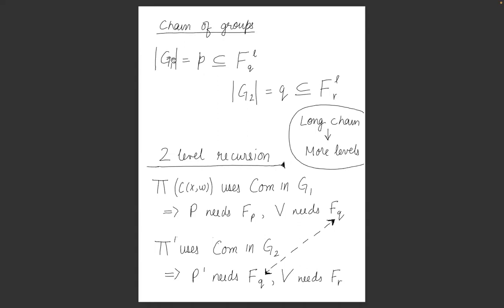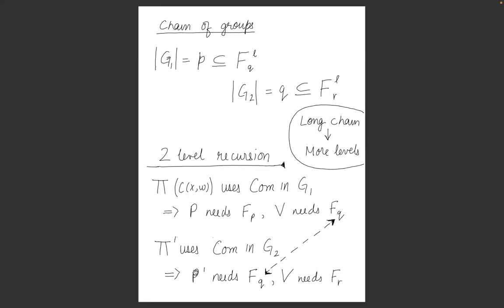So we now use these two groups, or this combination of groups, for the prover and verifier. Let's see how this works out. Suppose we have a two-level recursion, then we can use these two groups as in this case. Now, as we discussed before, the prover needs arithmetic over FP, but the verifier needs arithmetic over FQ, right?